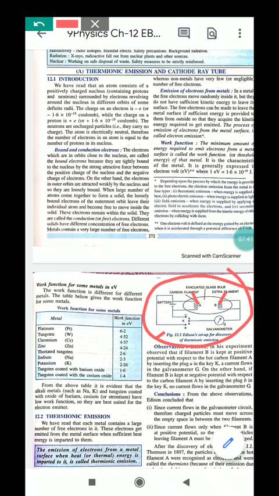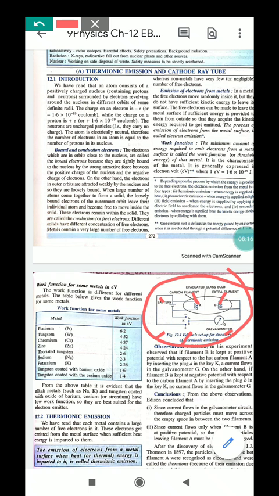Filament A is connected to a battery. Here A is connected to this battery. Filament B is connected to the same battery through a two-way key and a galvanometer. The filament B can be made positive or negative with respect to filament A by inserting keys in gap A or gap B respectively.